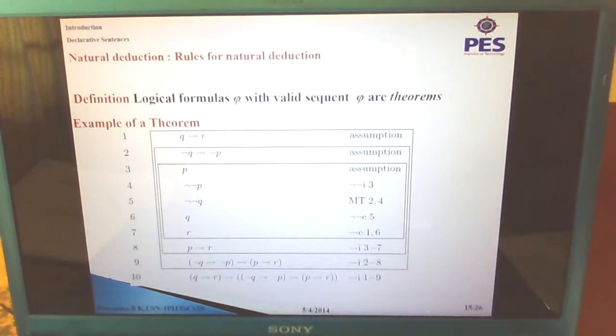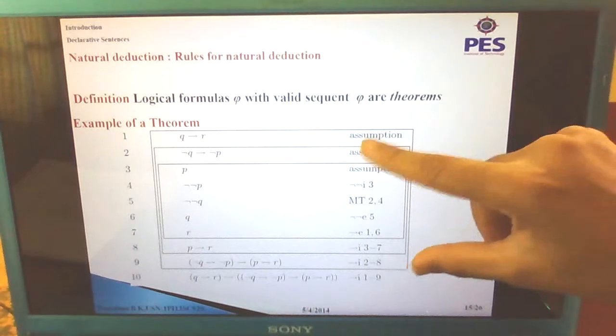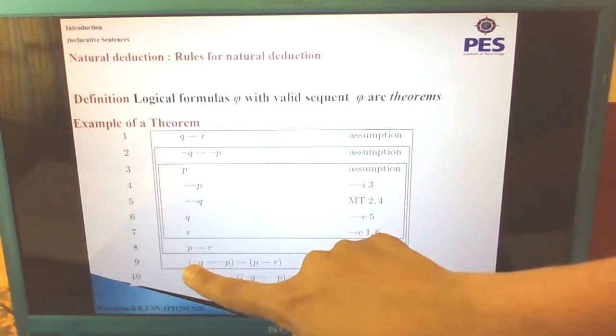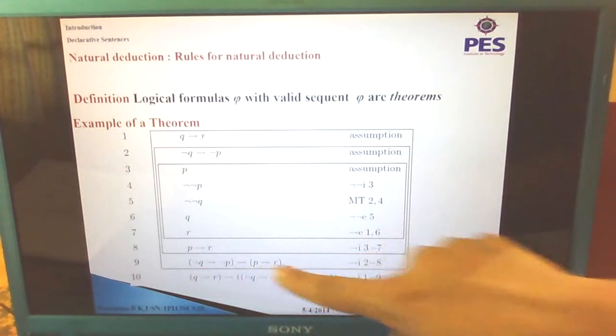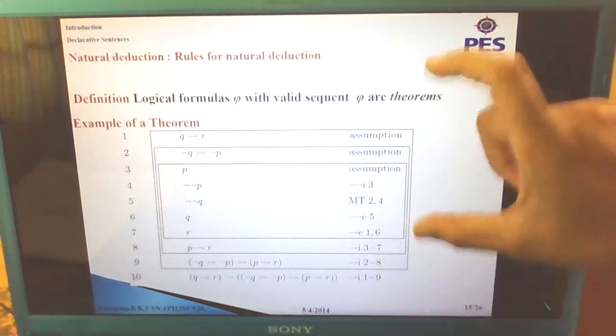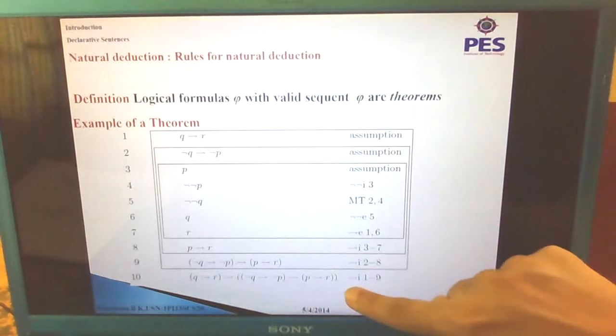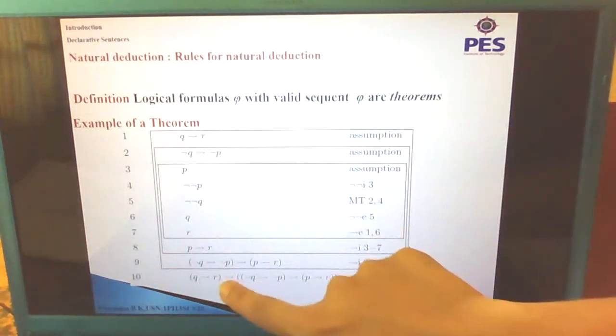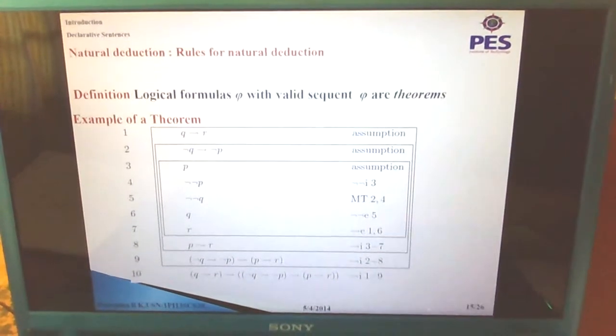In the last line, for the first assumption Q implies R, and the last conclusion negation of Q implies negation of P implies P implies R, we are introducing an implication symbol on lines 1 to 9. It will give rise to this equation. This is known as a theorem.